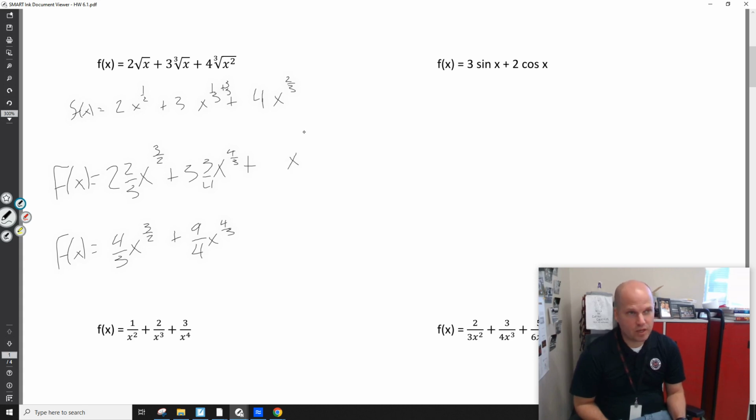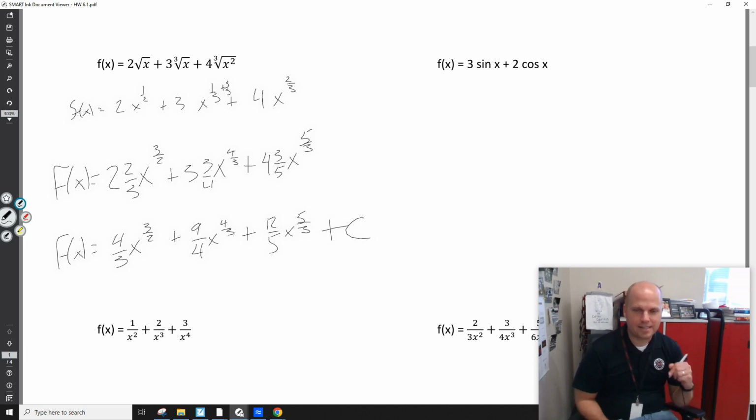Add 3/3, we get 5/3. Multiply by the reciprocal, leave the 4. You get 3/5, you get 12/5 x to the 5/3. Add a constant c. Not super important now, but you got to know it could be there. But when we start to find specific function values that are missing or specific functions in the future in this homework, we'll need to take care of that.